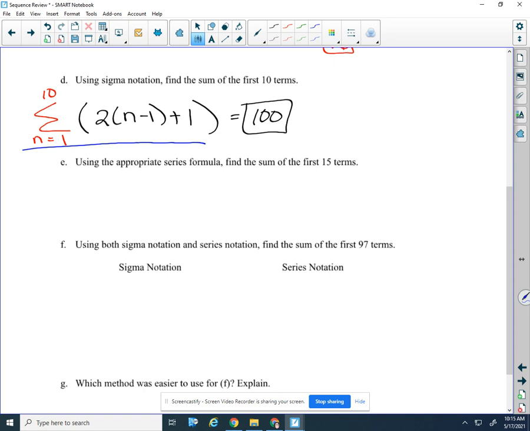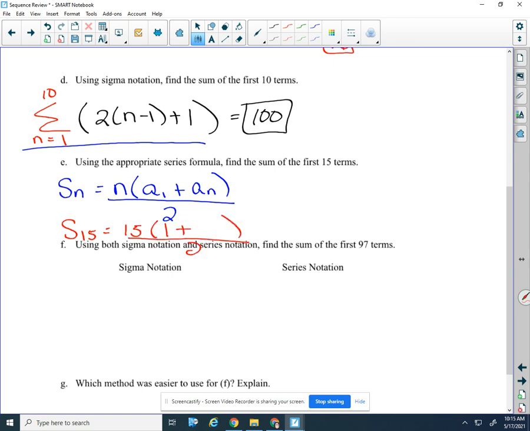Now, part E says using the appropriate series formula, find the sum of the first 15 terms. So this would be S subscript N. This is our series formula. It's an arithmetic series all over 2. So we can only plug in so much. So we're finding the first 15 terms. Number of terms is 15. Our first term is 1. We have to find that term, our nth term, our 15th term. So for that, I'm going to use my explicit formula.